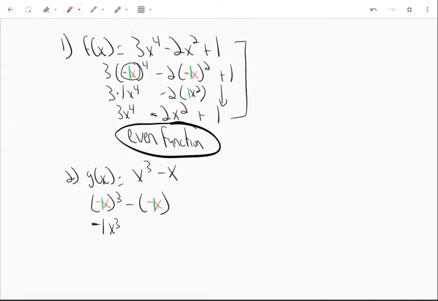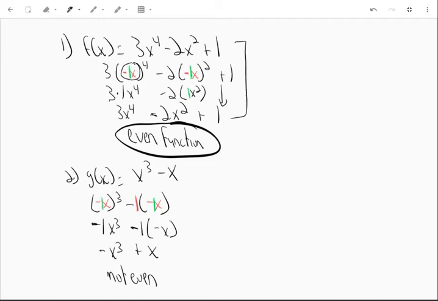And then if we simplify this, remember there's really another imaginary 1 in front of the parentheses here. If I simplify that, this is negative 1 times negative x. Negative 1 times negative x is positive x. So this is really negative x cubed plus x. Do I get the same thing as up here? No, I don't. I have x cubed and negative x cubed. I have negative x and I have positive x. So this is not even.